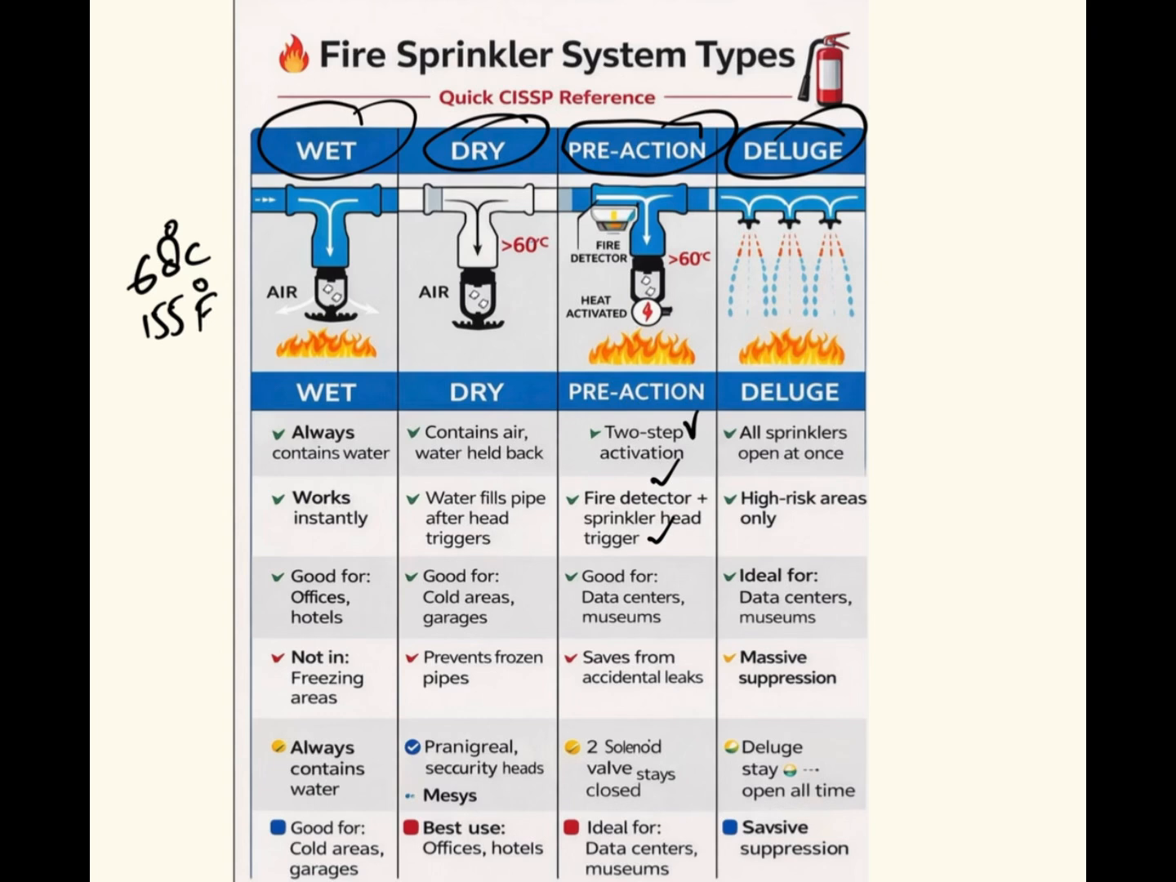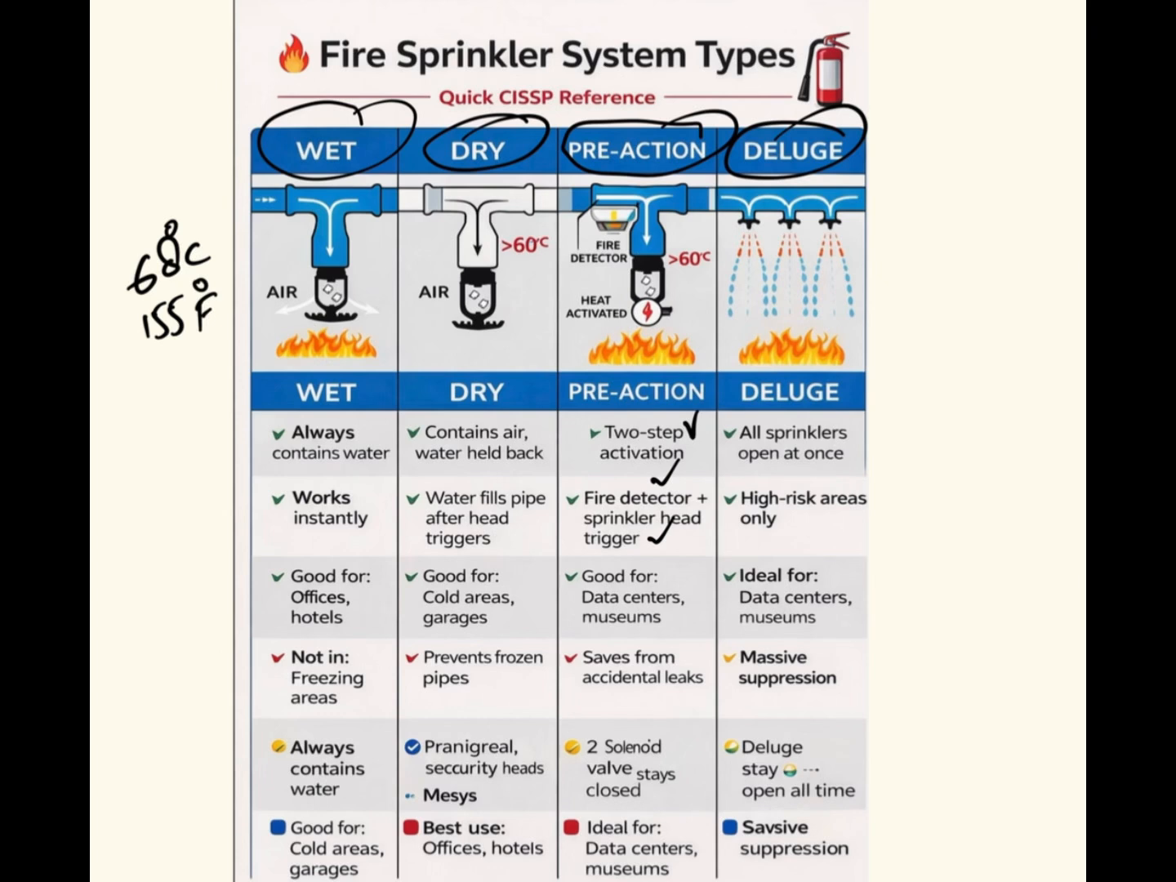So sprinklers are like security guards. Wet sprinkler guard sprays water. If it gets hot, might overreact, but wouldn't miss a fire. Pre-action guard waits for alarm plus smoke. Very careful, but may hesitate if the alarm fails. A deluge guard panics and floods everything, never misses a fire but destroys the room.